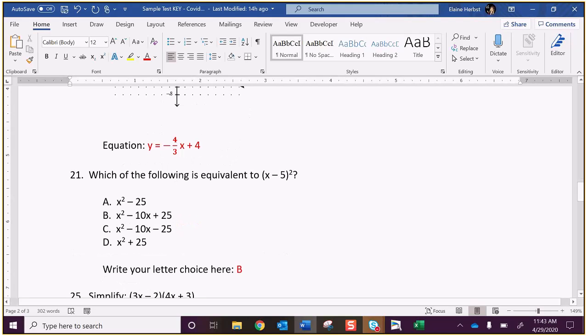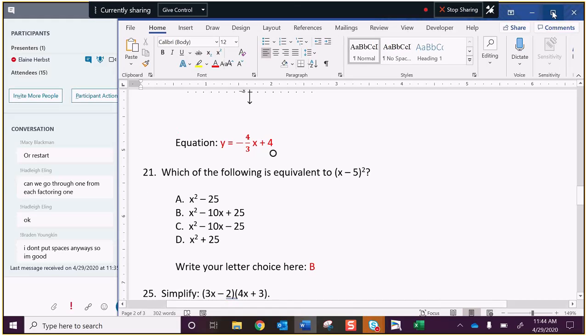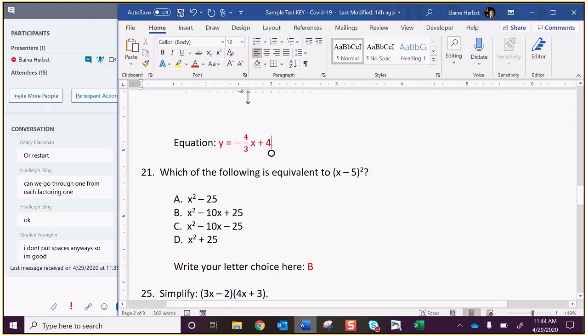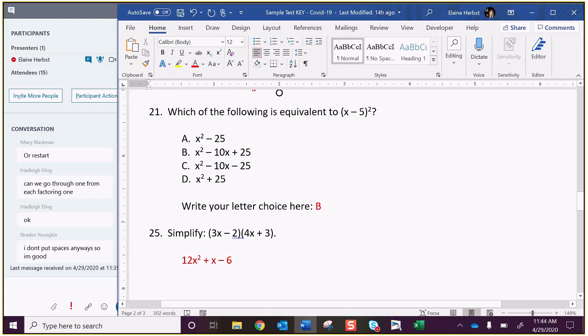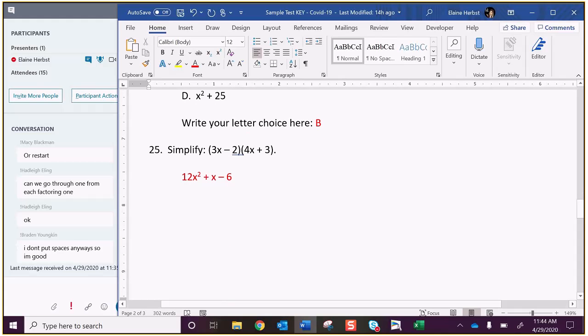In 21, the answer is B. These numbers skip all over the place because I pulled some problems out. 25, 12x squared plus x minus 6. So that's a FOIL. Are there any questions?